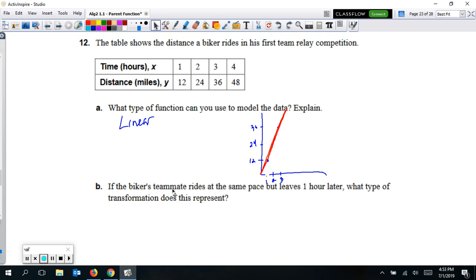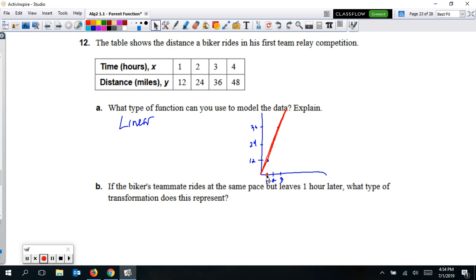Now it says if the biker's teammate rides at the same pace but leaves 1 hour later, what type of transformation does this represent? So he's leaving 1 hour later instead of leaving at hour 0 like our biker's doing, and in 1 hour he's already ridden 12 miles. His teammate leaves at hour 1, but he's going to ride at the same pace. That pace would still be the pace that he's doing, which looks like 12 miles per hour. So every hour he's going to do 12.